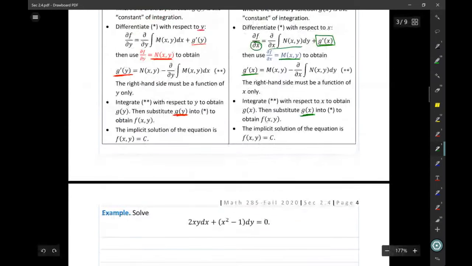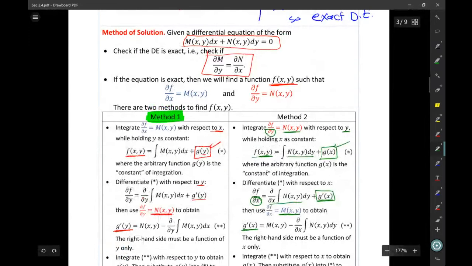Now, which method you will start with, you will decide later on, method 1 or 2, I mean to start from m of x y or n of x y. You will see which one of them is easier for you to integrate. If you find it easier to integrate n of x y with respect to y, do it. If you cannot, then go and integrate m of x y with respect to x.